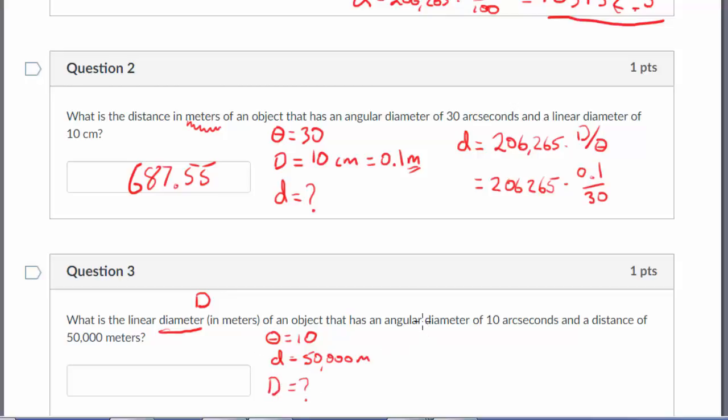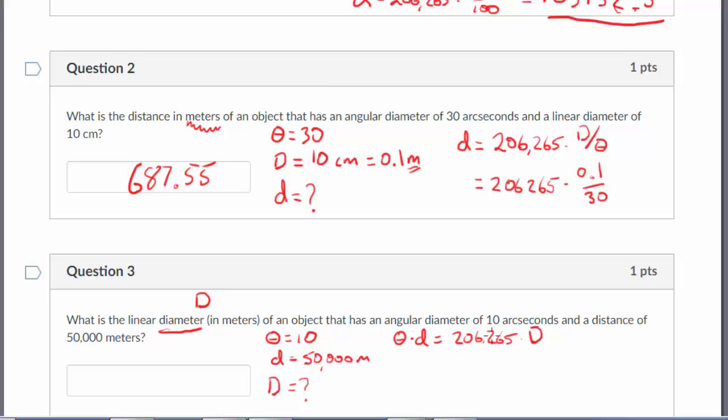So again, I'm going to have to do some algebra. I'm going to start with my initial equation, except now I want to rearrange it to solve for diameter. Okay, so the first step is I need to get rid of this distance. I'm dividing by distance, so to get rid of it, I need to multiply both sides by distance. So I'm doing some algebra here. I have theta times D equals 206,265 times the diameter. Now again, once we do this once and we get another version of this equation, you don't have to keep doing this algebra. It's just something we do once and we get the new rearranged equation.